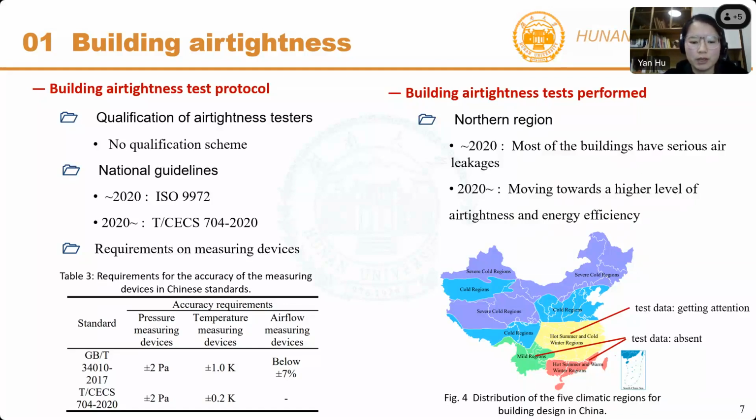Before the year 2020, most of the buildings have serious air leakages. But after 2020, buildings in China are moving towards a higher level of airtightness and energy efficiency.